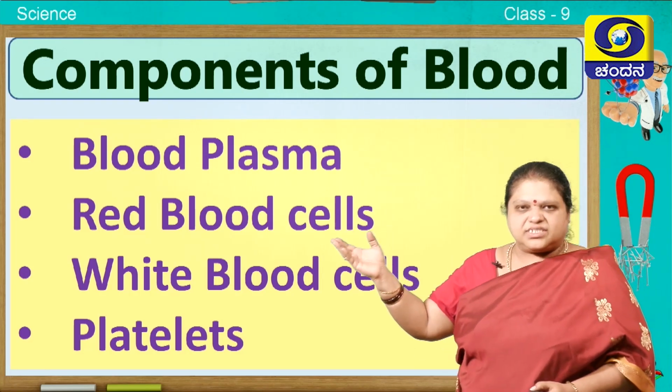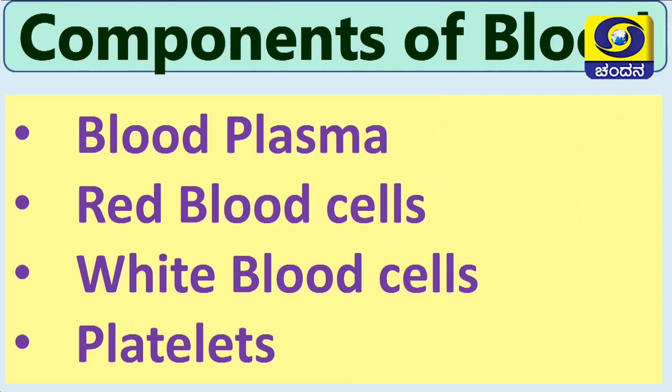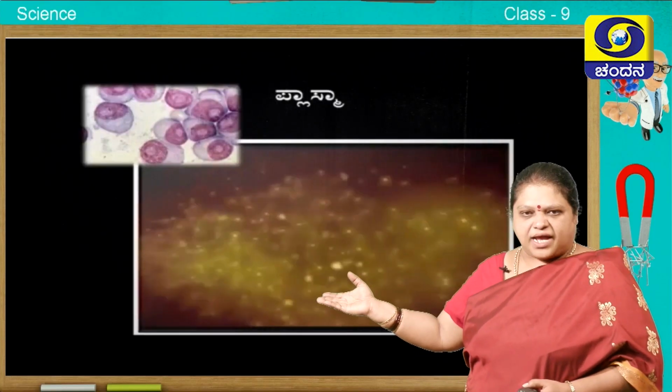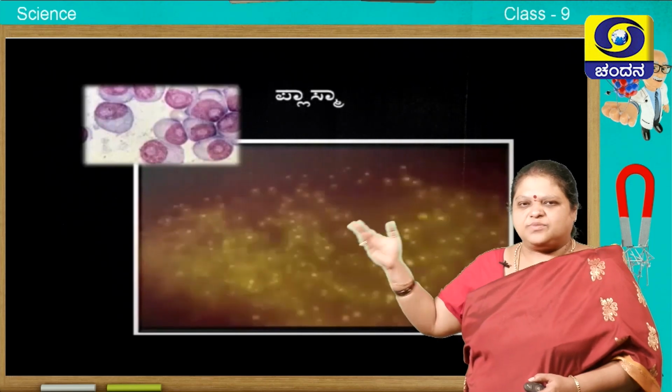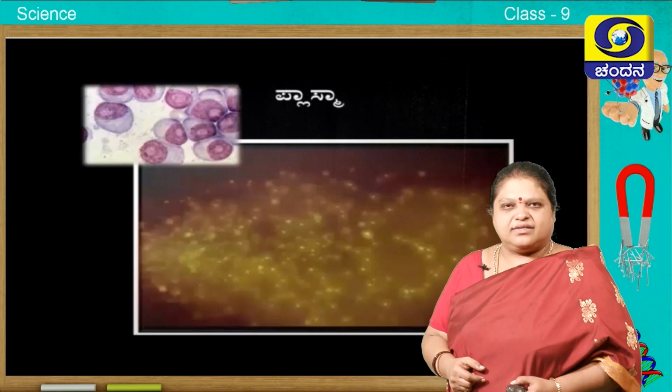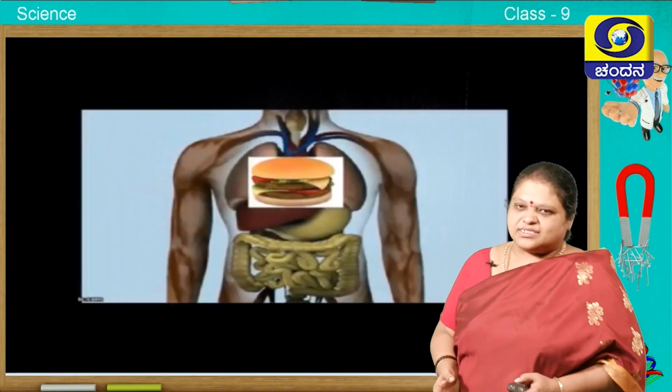So let us see the various components of the blood. First is the blood plasma, next is the RBC or the red blood cells, next is the white blood cells or the WBC, and next the platelets. Let us study each one of them. So here you can see the plasma present. This plasma will carry many substances in it. Let us see what substances it carries.